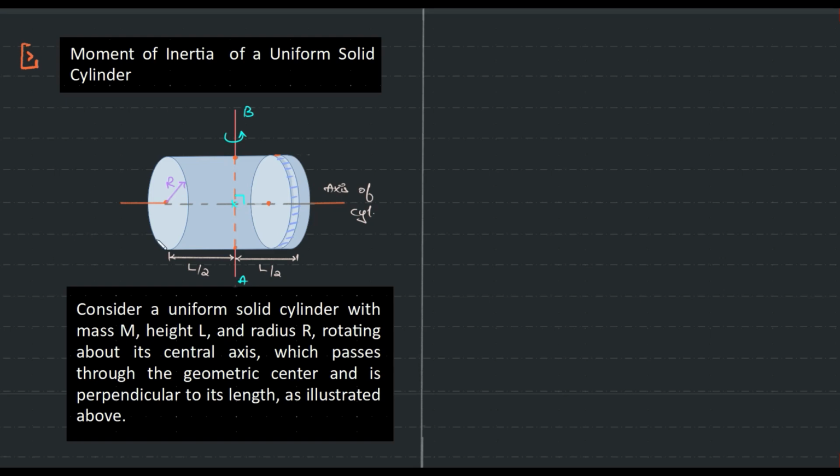Then what else we have? Then we have the cylinder to be of total length L. And since this is the geometrical center, it is divided into L by 2 and L by 2. So we are considering a uniform solid cylinder, thus making the density uniform, with mass M, height L and radius R, rotating about its central axis.